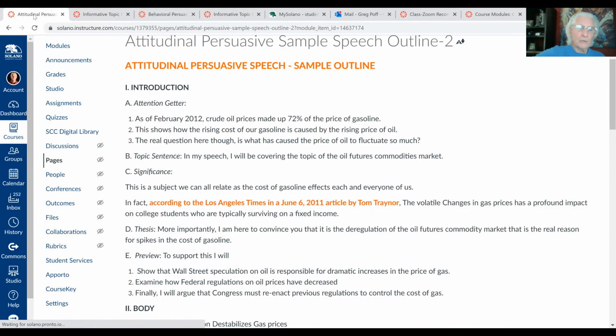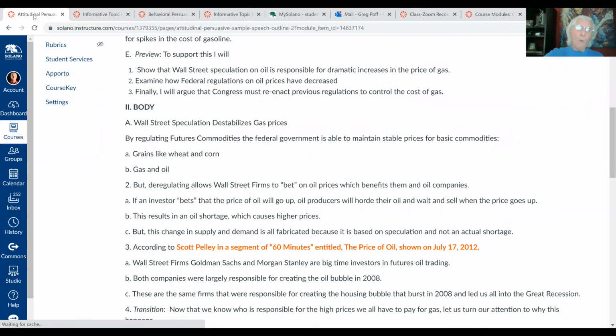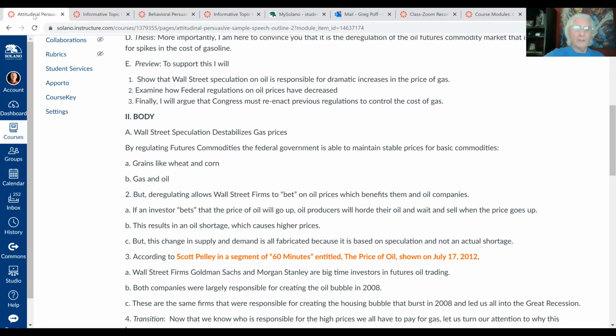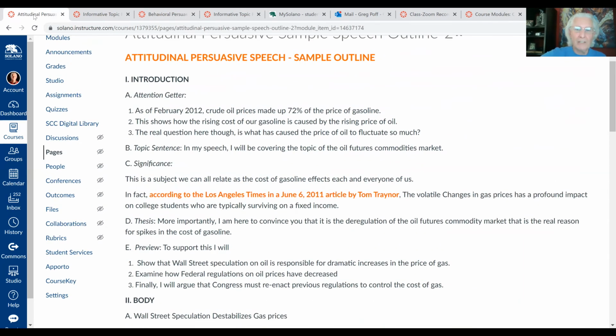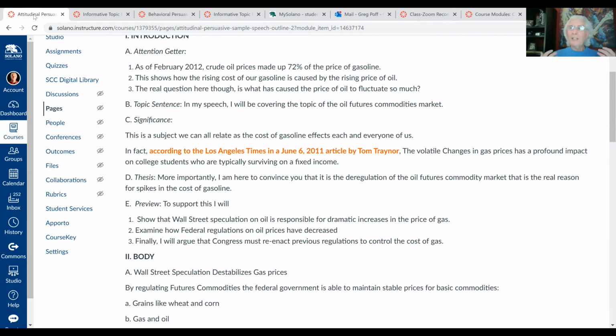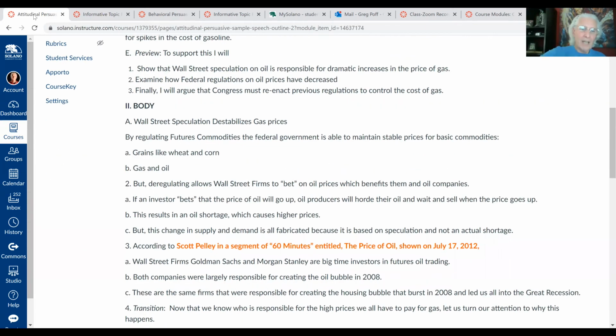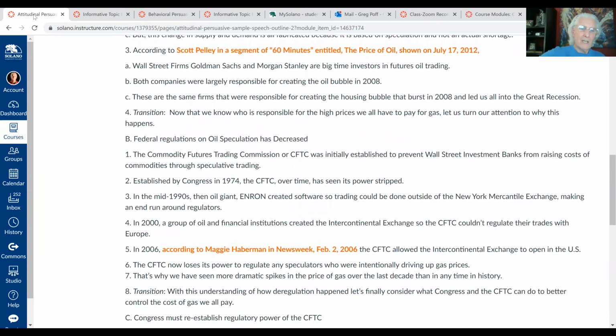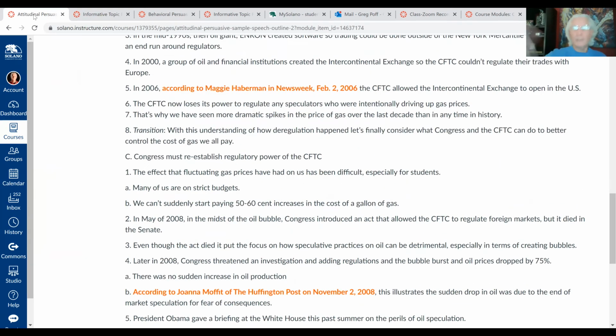And then here you'll see that the main points are just arguments that support your take on the speech. This was a really good attitudinal persuasive speech I heard in class a few years ago, but it basically was blaming trading on the stock market as one of the reasons why gas prices fluctuate so much. And so to prove that, in the body of the speech, the speaker has three specific arguments to support that take.